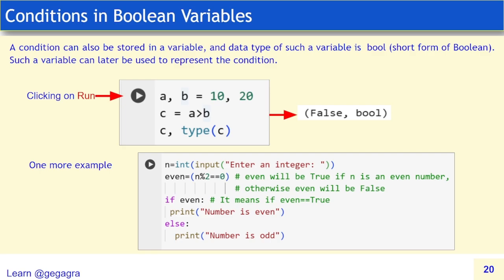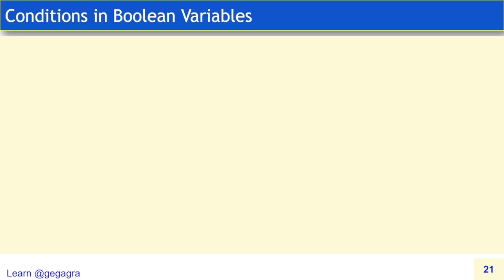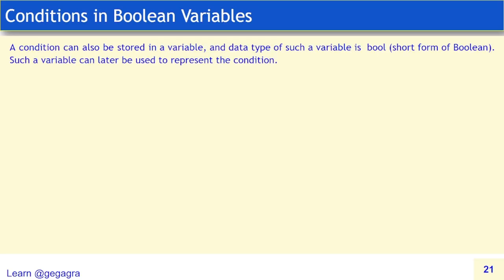Okay, and the next statement, next I'm going to discuss this also. A condition can also be stored in a variable, and the data type of such a variable is bool. In short, this is bool; the full form of this is boolean. Such a variable can later be used to represent a condition, as I discussed earlier in the earlier slide.